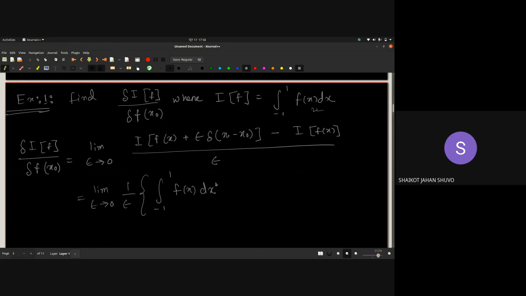Right? Note that this term over here, it's taking f of x plus epsilon and delta x minus x naught as its argument, right? And from the definition of I, we see that when the argument is f, this is how it should turn out. So you already know that integration is a linear operator, but let me break this whole thing down for you people. So this will be integration of f of x plus epsilon delta x minus x naught dx. Do you see what I'm trying to do?